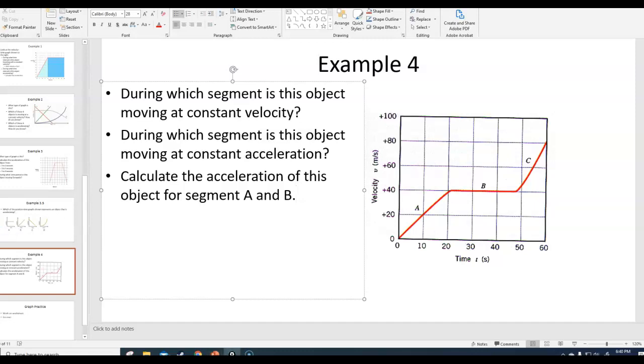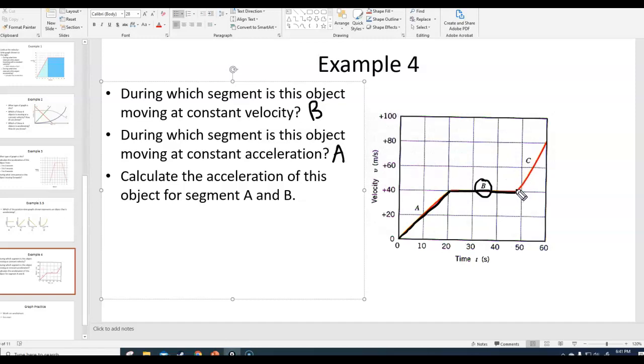Okay, so the answer to the first question, the object is moving with a constant velocity, is segment B. This is a velocity time graph. Remember, constant velocity looks like this on a velocity time graph. Acceleration looks linear, or at least not horizontal. So the answer for this should be B. The answer for this should be A.